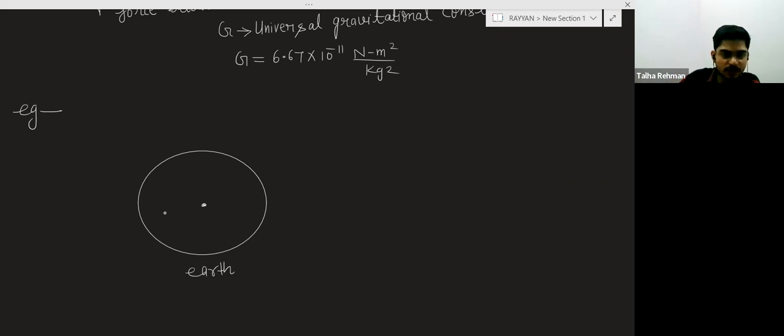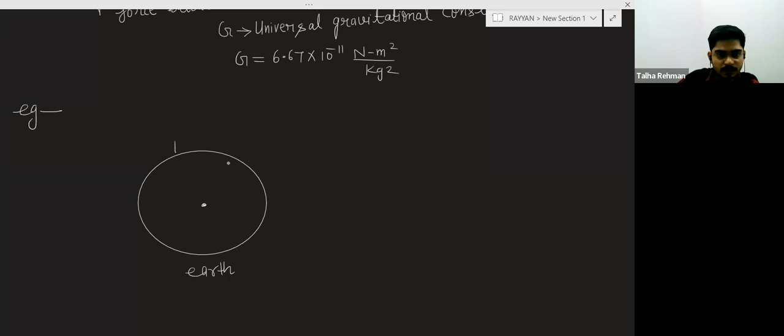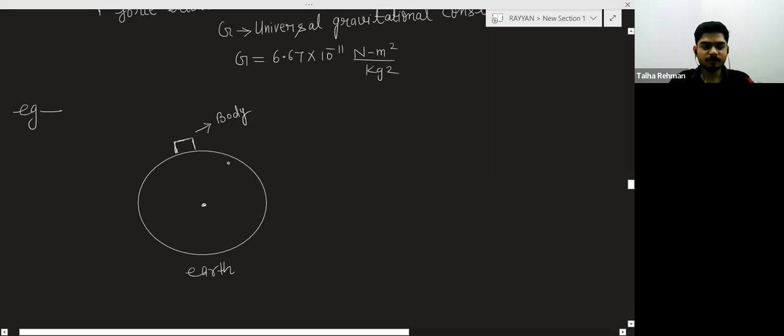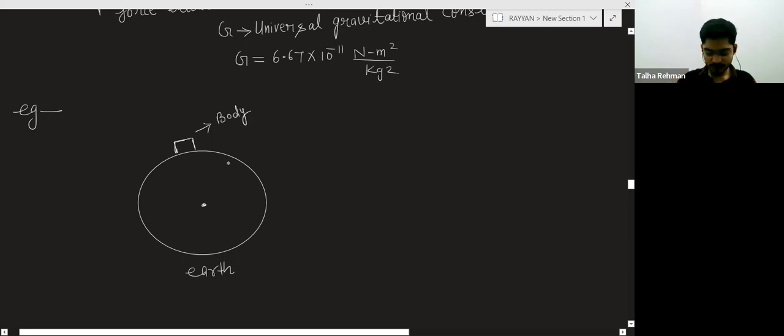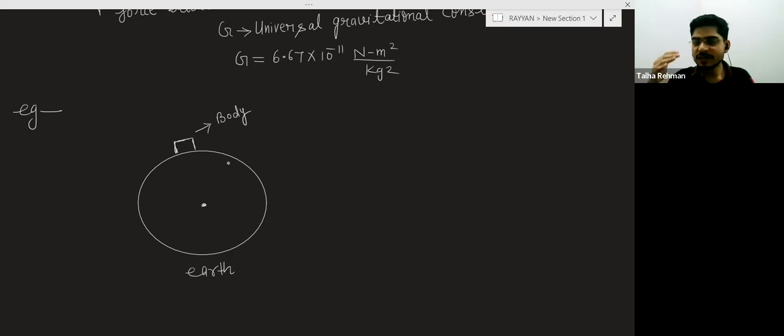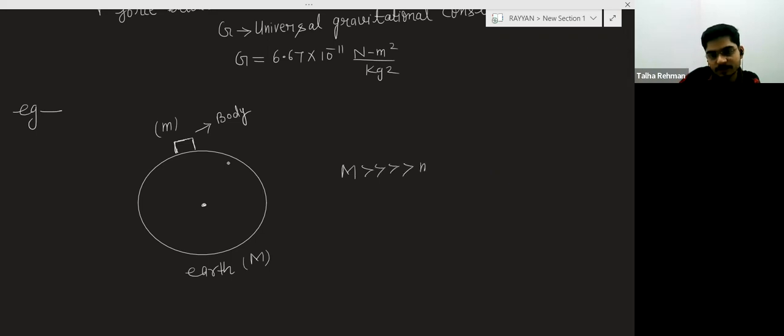Where do we live? On the surface of the Earth. So suppose here is this object, any body or object. If you compare the size of me with the size of the Earth, the size of the Earth is much larger than me. So if small m is the mass of this body, I am supposing capital M the mass of the Earth. So I can say this capital M is very much greater than small m.